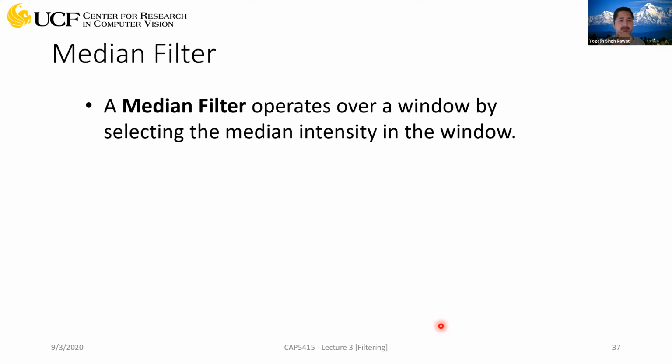Now, we have another interesting filter which we call the median filter, and this is a non-linear filter. What it does is, if you talk about the mean filter, the mean was replacing the value with the mean of all the neighborhood, but the median filter will replace the value with the median.